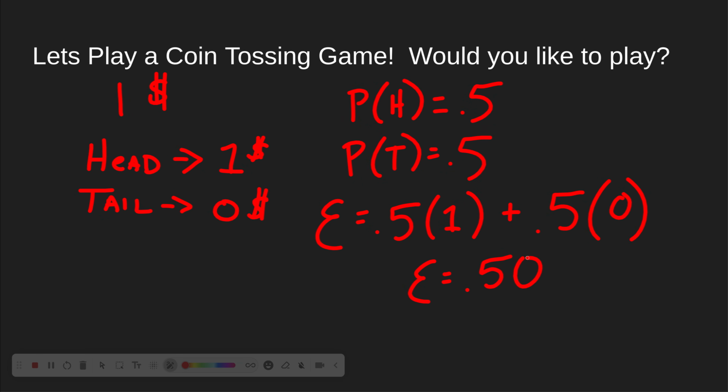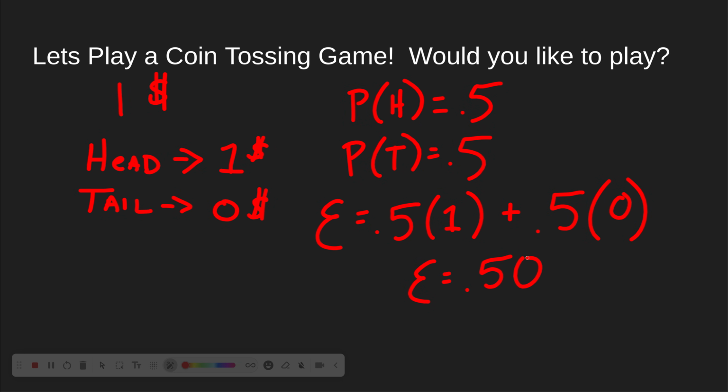Your expected value is 50 cents. But you pay $1 to play, so would you play this game? No. You would not. What would they need to pay you in order to make this a fair game? $100. Well, that wouldn't be fair. That would be $2. It would be a $2 payment on the head would make this a fair game.